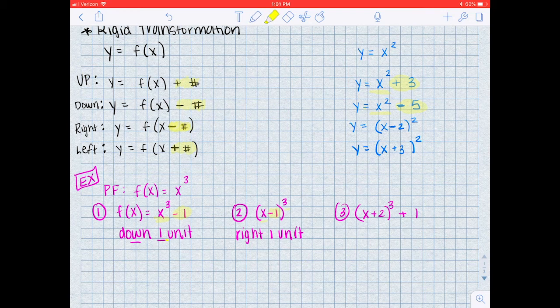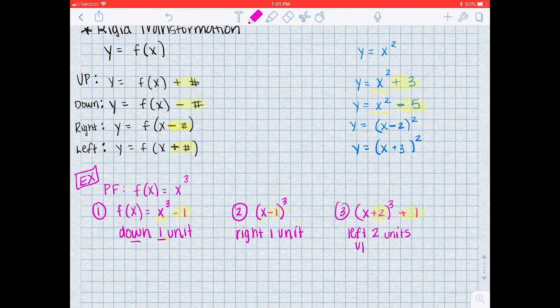And looking at number 3, I actually see a couple of things here. So the first thing I notice is I have a plus 2 on the inside of that parent function because it's within the x to the third. So a plus lets me know I moved left 2 units. But then I also see a positive 1 that's occurring after the parent function. And that corresponds to going up 1 unit.